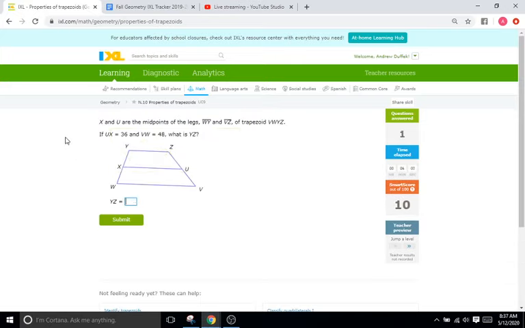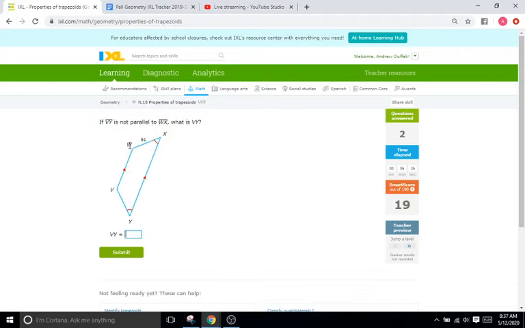Okay, T and U are the midpoints of the legs of the trapezoid. If UX, the midsegment, is 36 units long, and VW is 48, then what is YZ? So now it's just the opposite. We start at 48, and then we subtract 12 and get down to 36, meaning we're going to subtract 12 again and get down to 24.